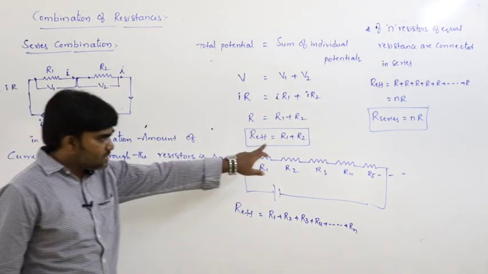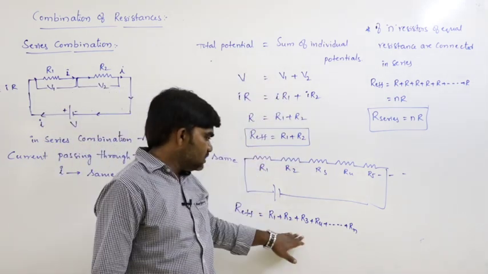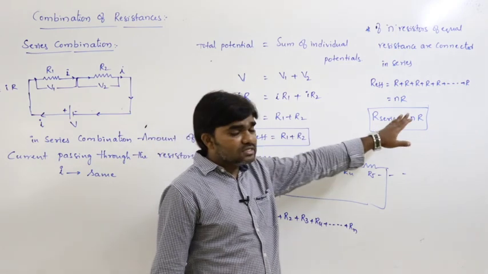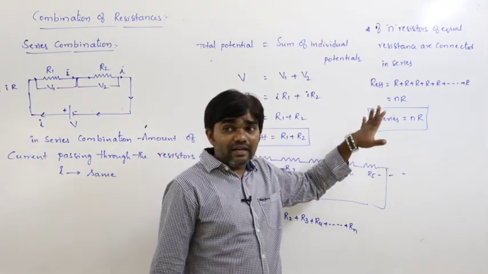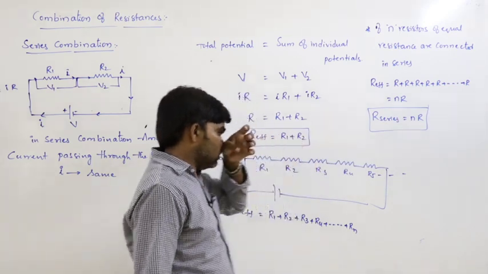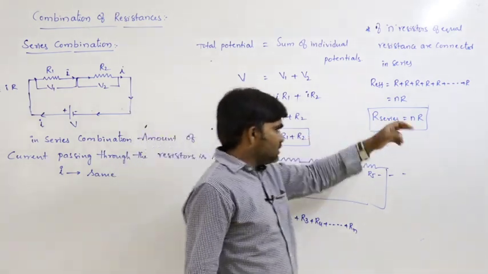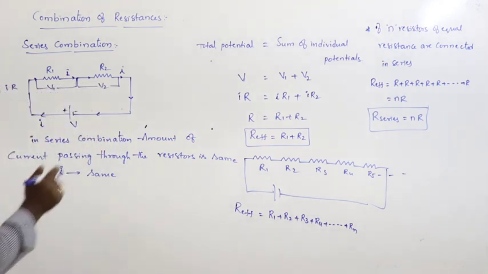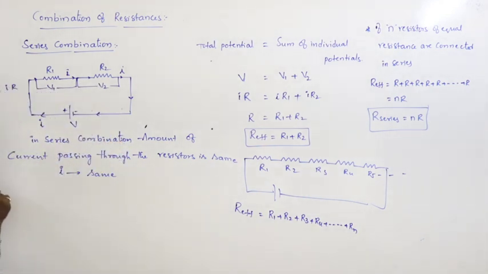So this is for 2 resistors. For n resistors, R1 plus R2 plus R3 and so on Rn. For n resistors of equal resistance, R series combination is equal to nR. Now, one more important point.